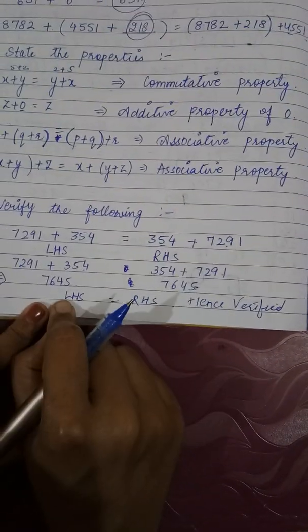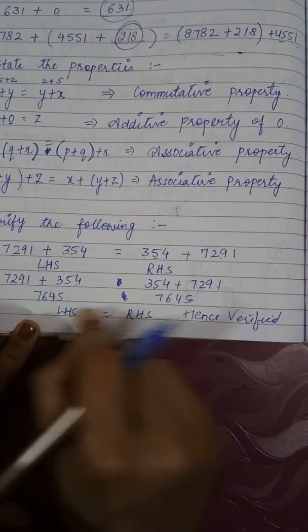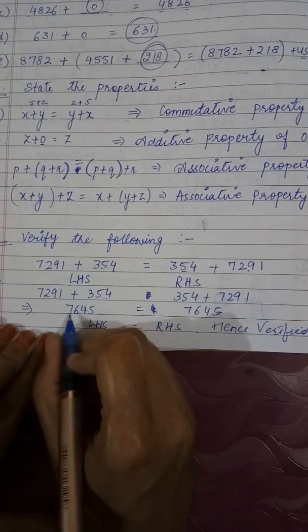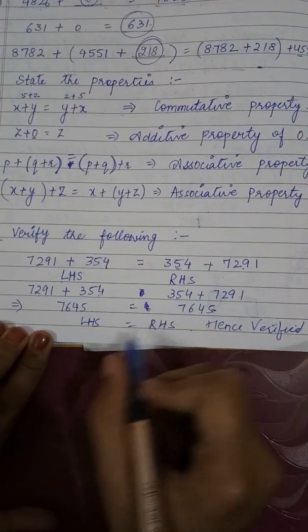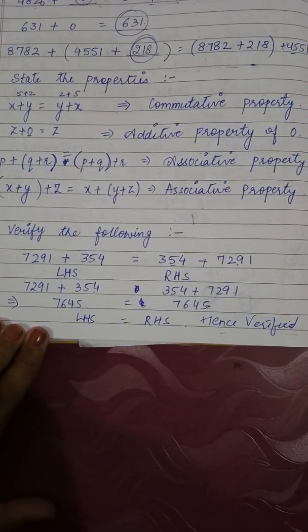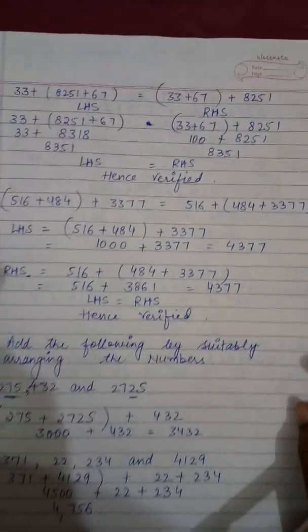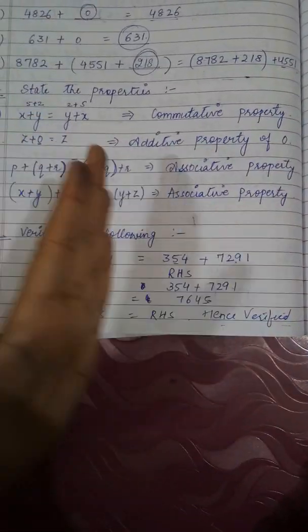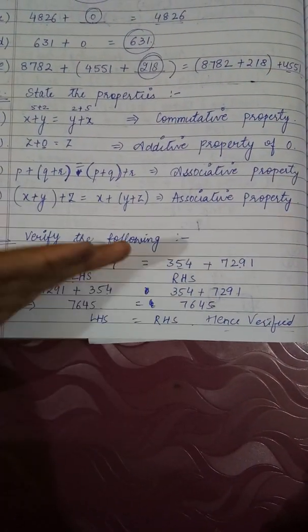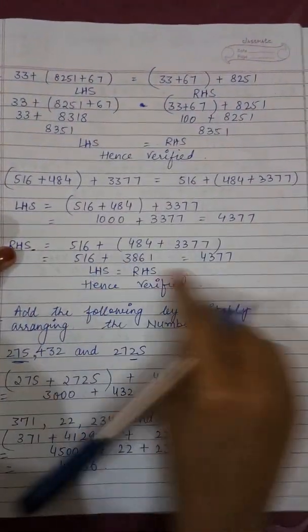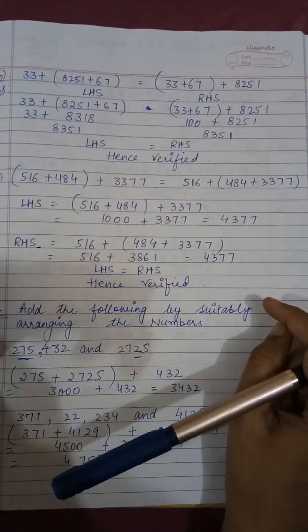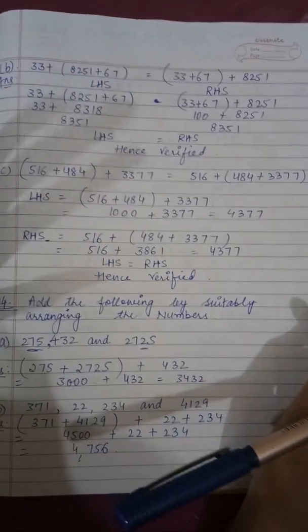Now my left hand side is equal to right hand side. Both my values are coming equal. So that means my answer is verified. B part you can do by yourself. Now let me explain C part. Either you can do this question in column way, like we have done here, or I can do it horizontally also. In the left hand side I can write this. In both the ways you can write it.